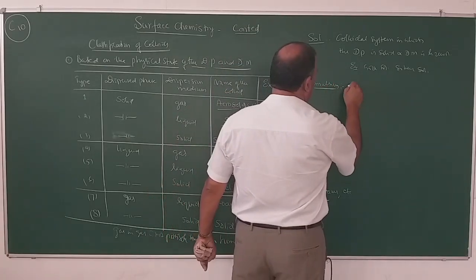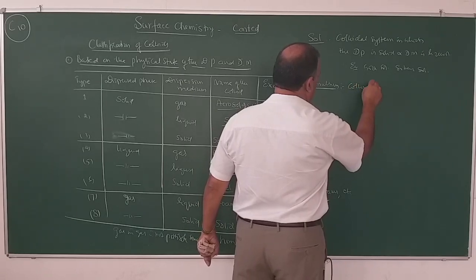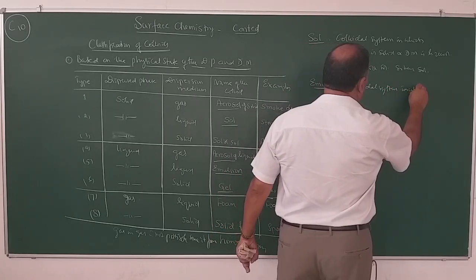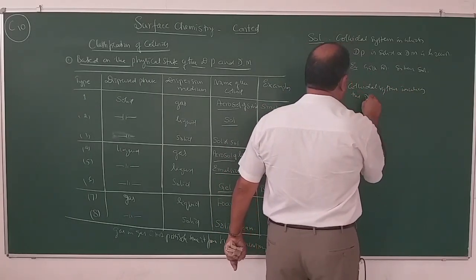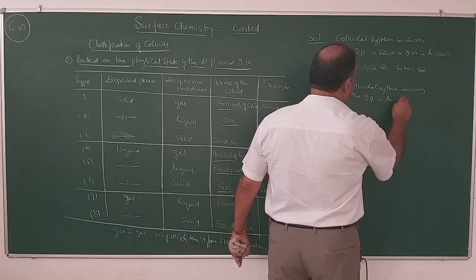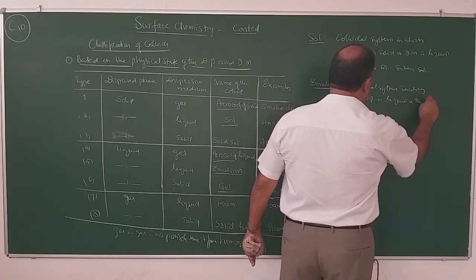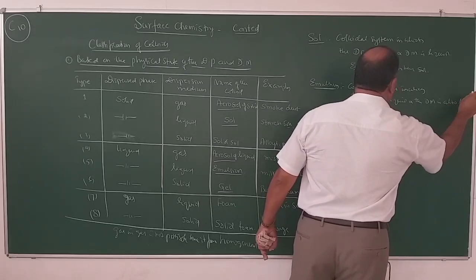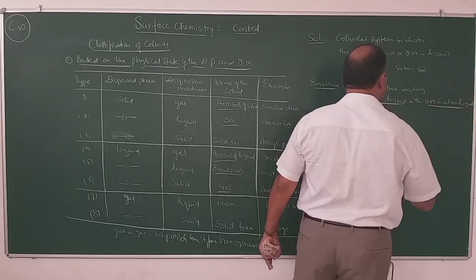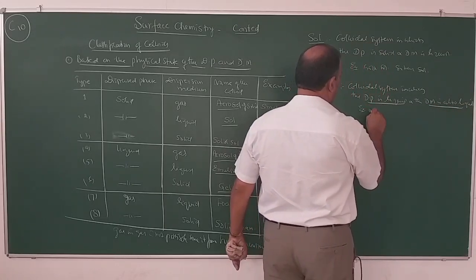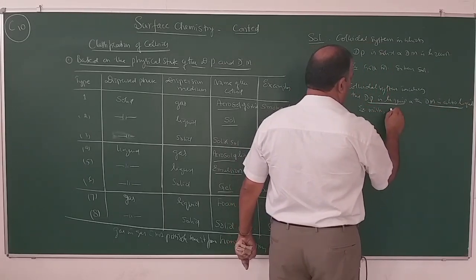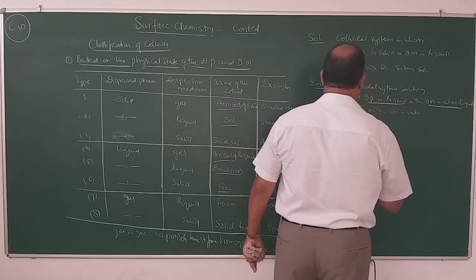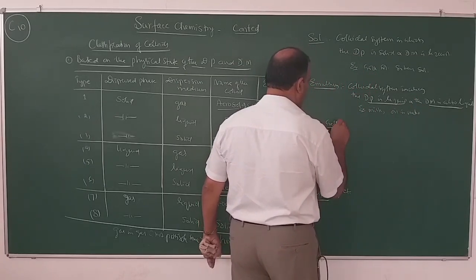It is a colloidal system in which the dispersed phase is liquid and the dispersion medium is also liquid. Example, milk, oil in water, etc. And then what is gel?